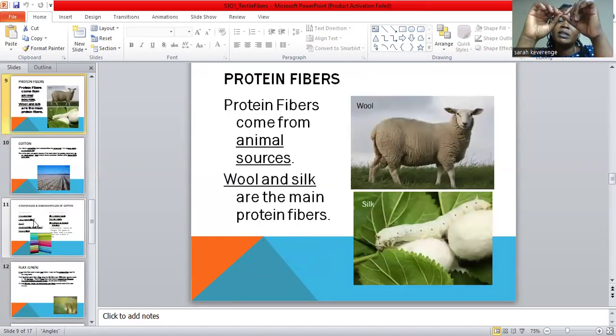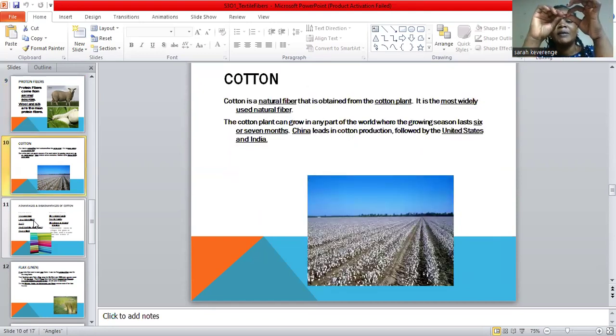Now for the protein fibers, they come from animals. Wool comes from the sheep skin, and silk comes from the cocoon. The silkworms are reared, and then they produce silk fibers, which are then converted to silk. Okay, now we start by looking at cotton. Cotton is the most common natural fiber, planted all over. On the screen, you can see photos of cotton, and it is being grown even here in Kenya.